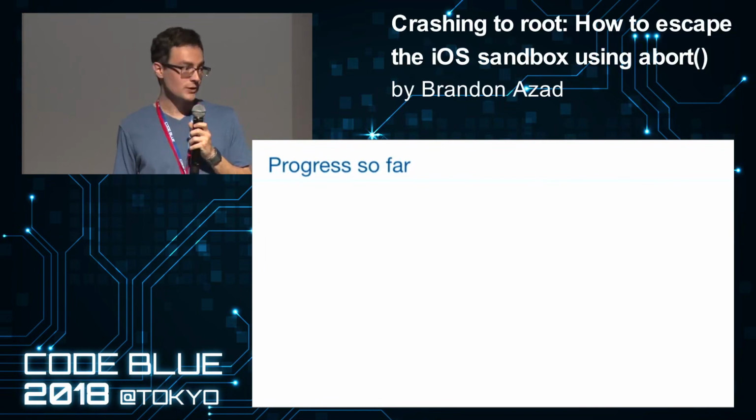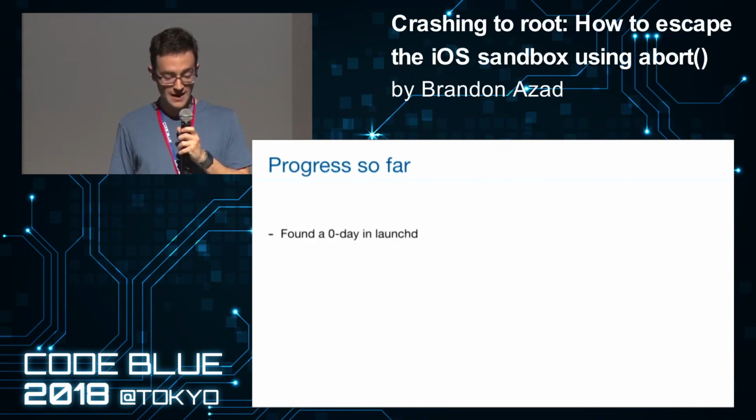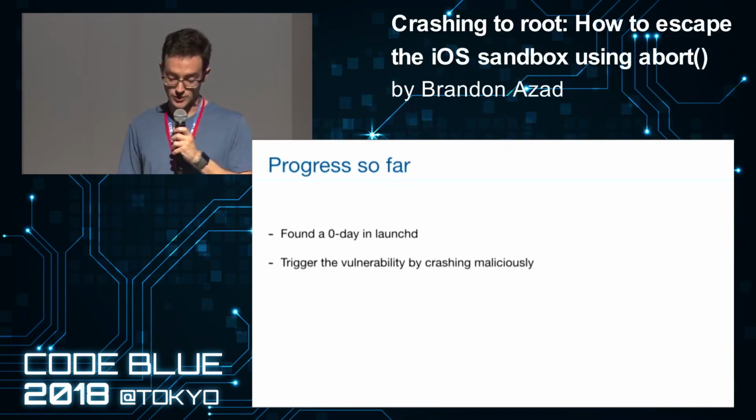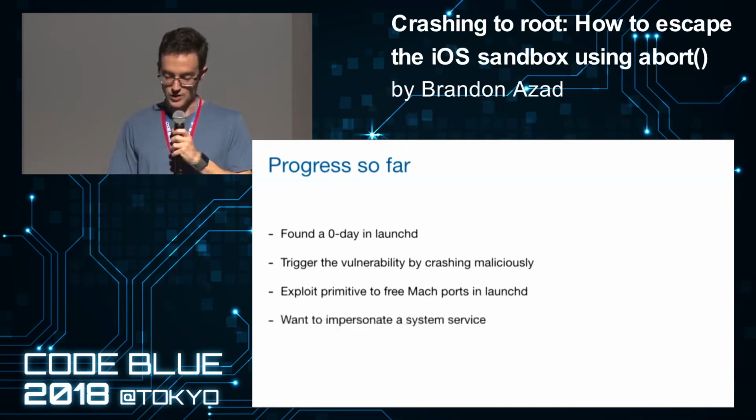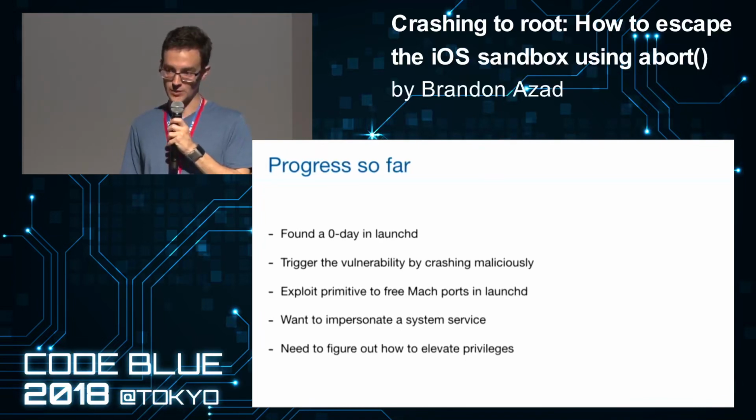So, how are we doing so far? We found a zero-day vulnerability in launchd, so that part of our goal is achieved. We know how to trigger the bug by crashing maliciously, and we now have an exploit primitive that uses an app extension to free mock ports in launchd. At this point, we know that we want to use this primitive to impersonate a system service, and after that, we still need to figure out how to elevate privileges.